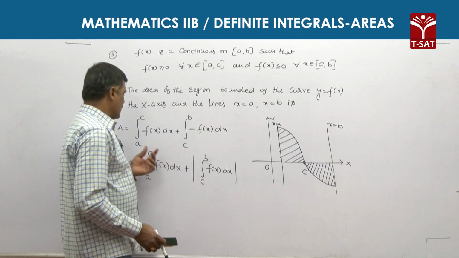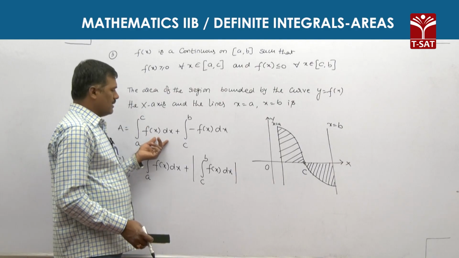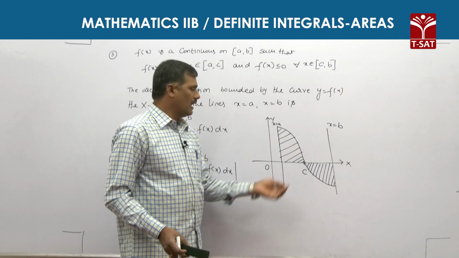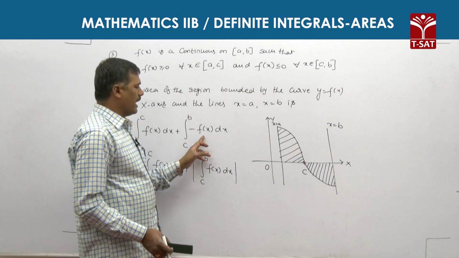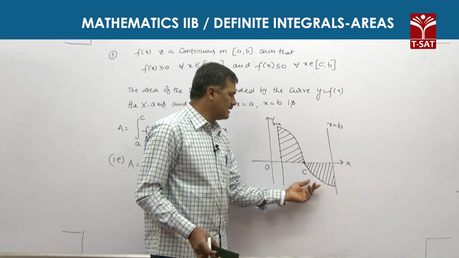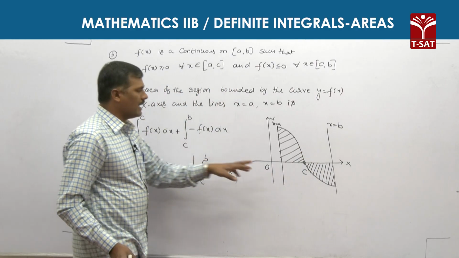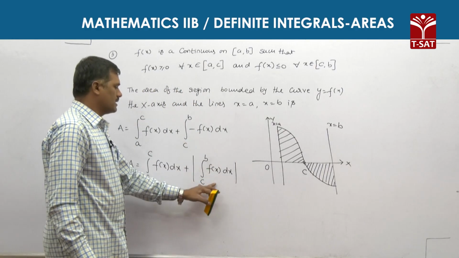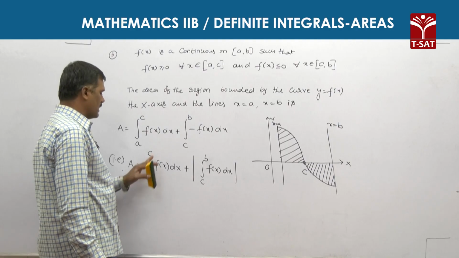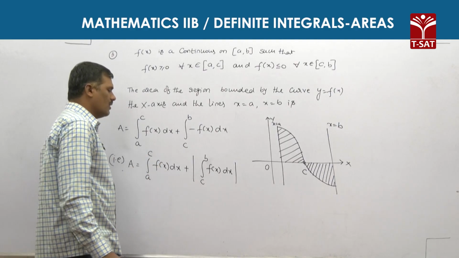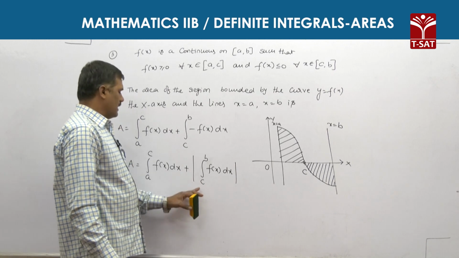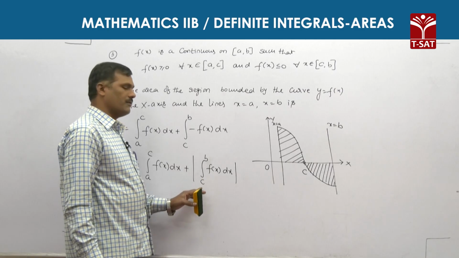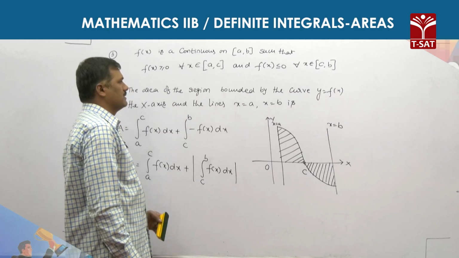So that's why integral a to c f of x dx is positive because f of x is greater than or equal to 0 above the x-axis, and for c to b, minus f of x dx below the x-axis is negative. But area is never negative, so you use the mod function for this second term. Therefore A equals integral a to c f of x dx plus modulus of integral c to b f of x dx.